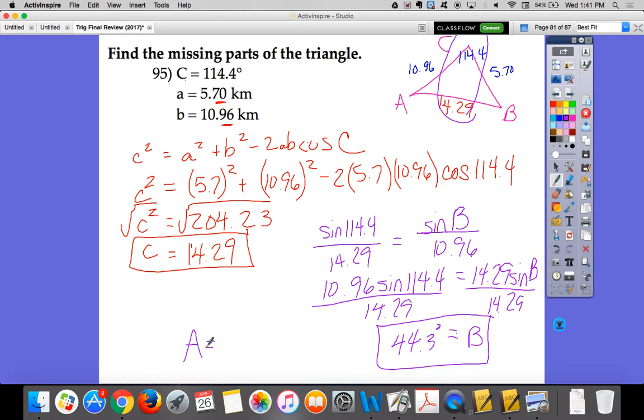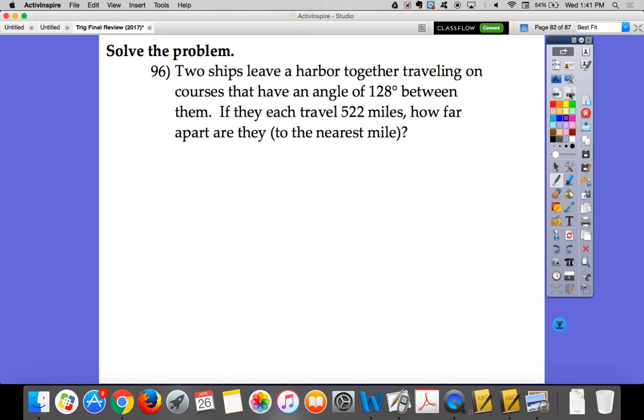Okay, you only need one more thing, which is angle A. That can be found by doing 180 minus 44.3 minus 114.4 equals 21.3 degrees. You have now found all 3 missing pieces. Okay, we will pick it back up with number 96 in the next video.